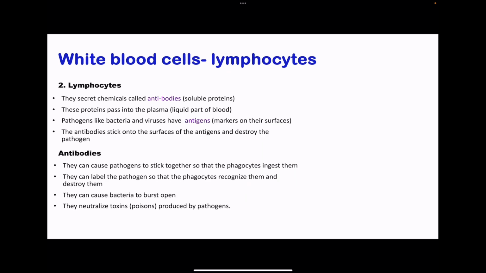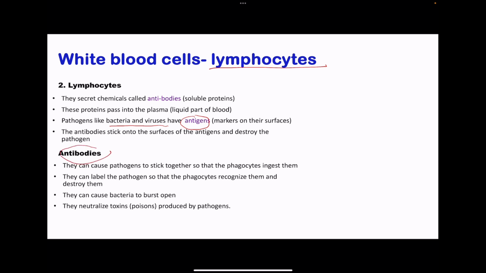The next type of white blood cells are lymphocytes. They secrete chemicals called antibodies. These are proteins that are soluble in the blood. These antibodies act against pathogens like bacteria and viruses within the body because they have the ability to mark the antigens on the surface of those pathogens. Because antibodies are complementary to the antigens on the pathogen, they do stick onto them and cause their destruction.